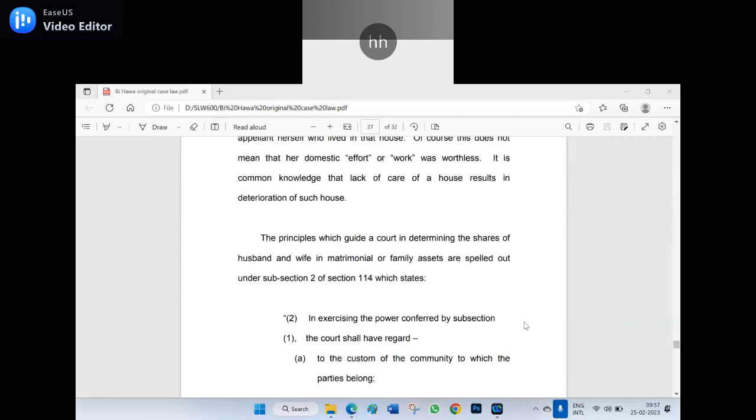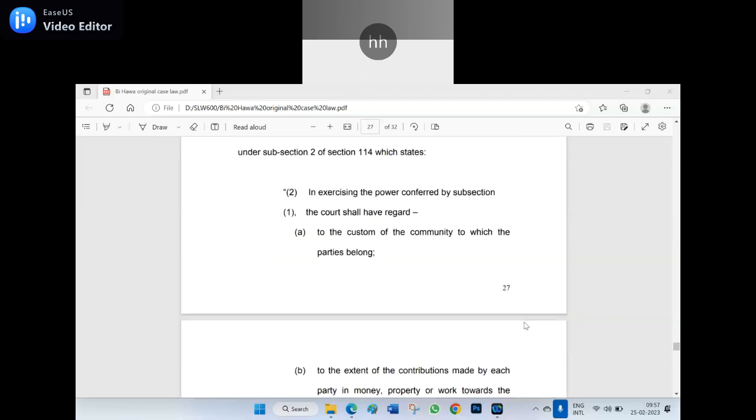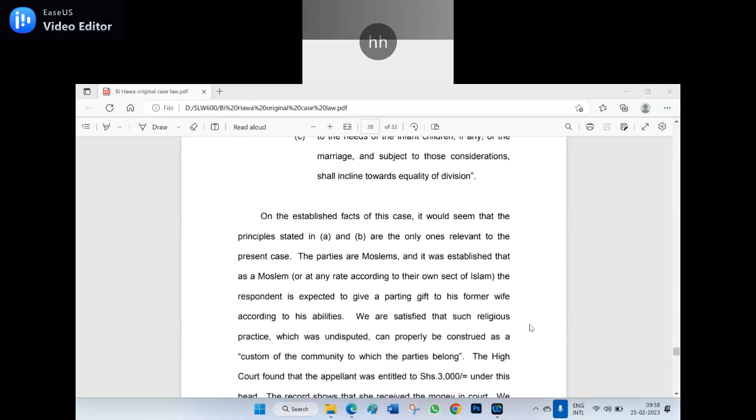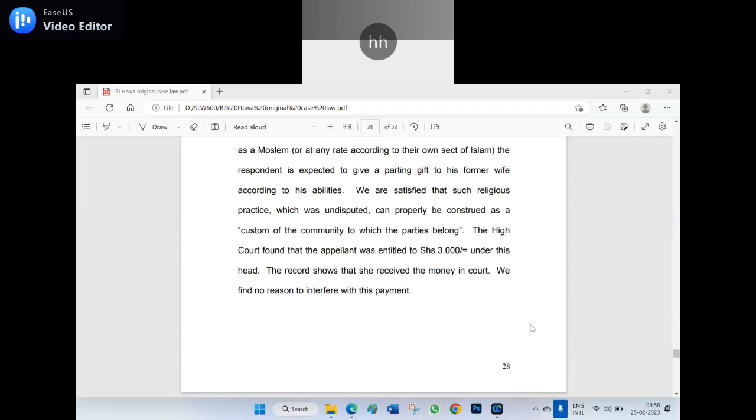At last we can say the principle guiding a court in determining the shares of the husband and wife in matrimonial or family assets is spelled out in subsection 2 of section 114, which states that, of course, the court agreed. You need not reproduce the section. No. You need not reproduce the section. Write only the section number. Is it clear? Yes. And time factor. So you need not. The record showed that he received the money in court. We find no reason to interfere with the payment.